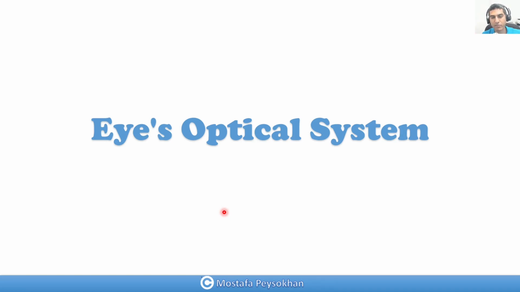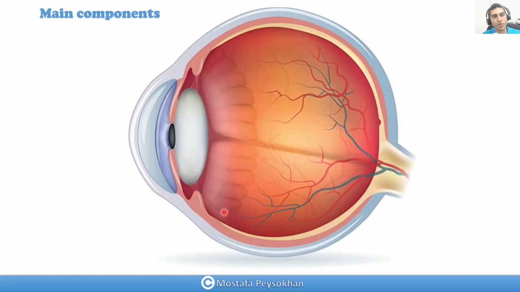The eye is a very complicated system. It has veins, water, nutrition, a lot of things. But in this video, we just want to talk about a very simplified optical system. Even the optical model is not that complicated. I chose one of the simplest optical systems for this video. So let's start and talk about the main components of the eye.